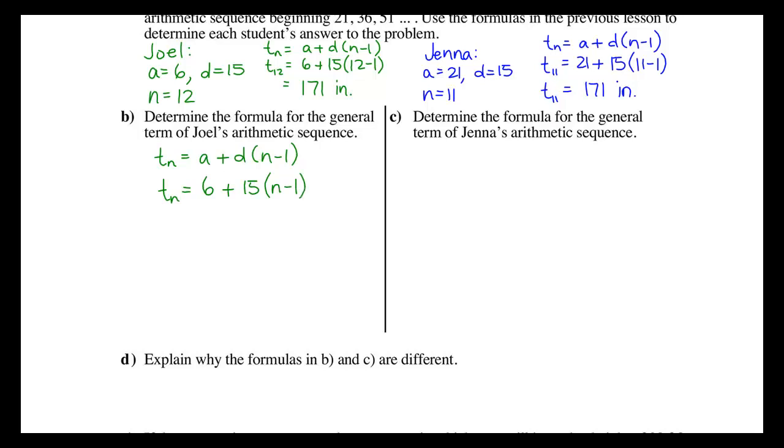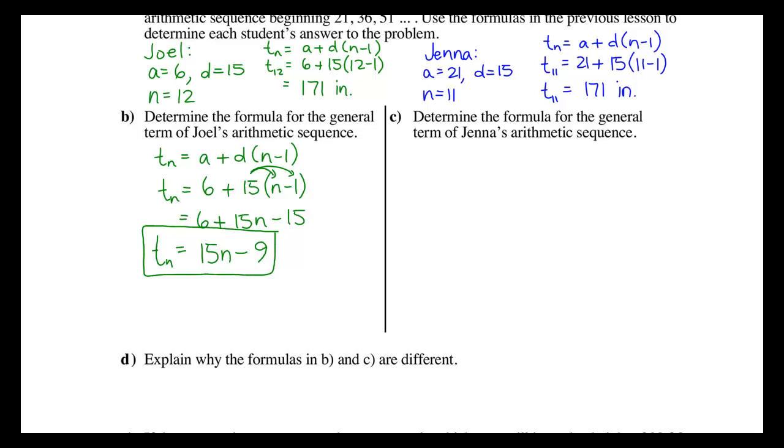So if I multiply my 15 through the brackets here, just to simplify this, I get 6 plus 15N minus 15. So that's going to equal 15N, and then 6 take away 15 is negative 9. So this is what we call our general term. So Tn, that's our general term.